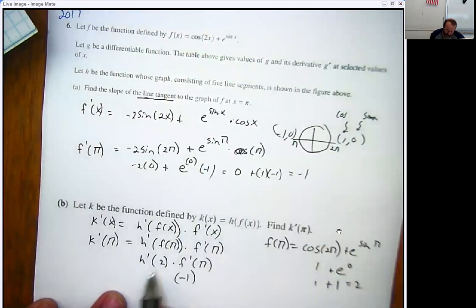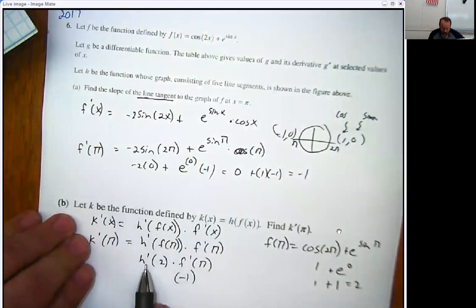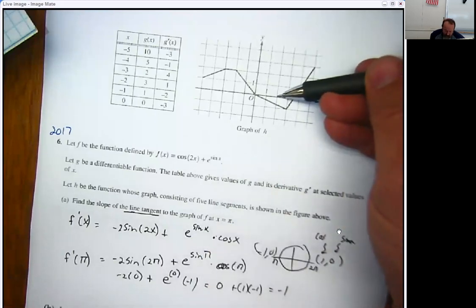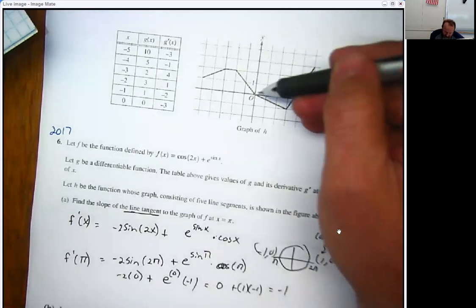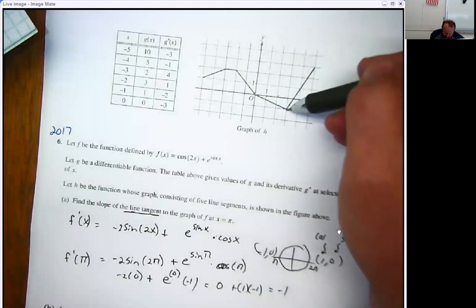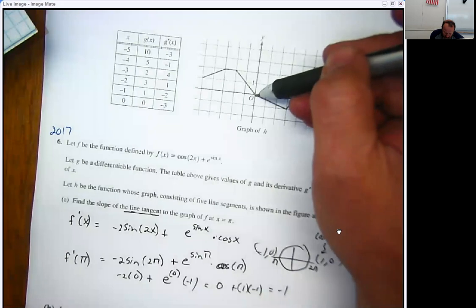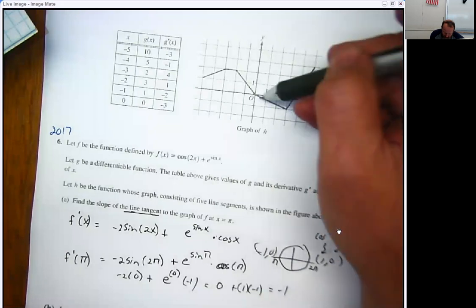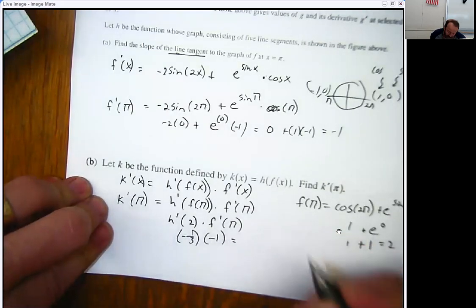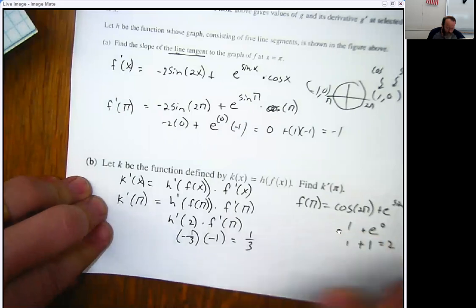And h prime of 2, oh, now they're actually bringing us to the graph. So they're asking, what is the slope of h at the number 2? Now, they did tell us that this is a piecewise linear function. So if I went over 1, 2, 3, and down 1, this graph is dropping 1 and running 3. So this entire thing has a slope of -1/3. And that gives us a cumulative answer of 1/3.